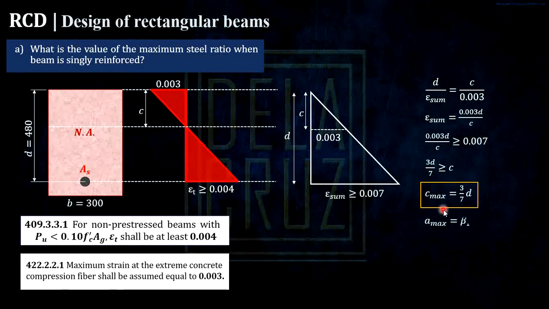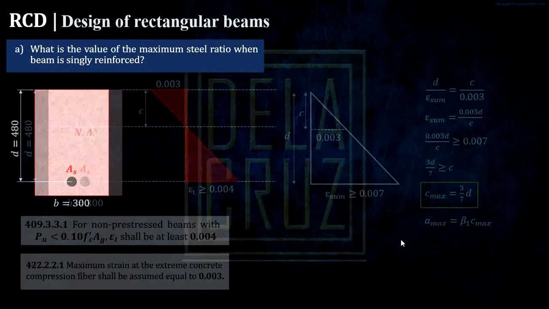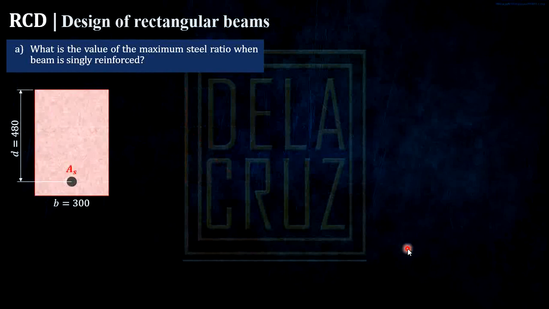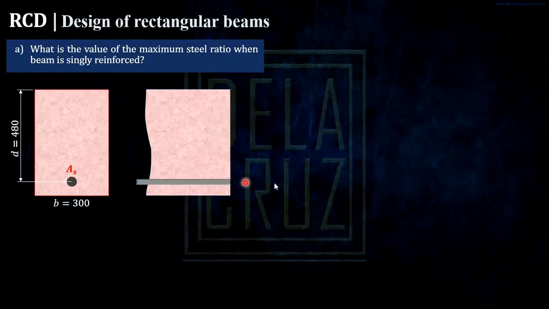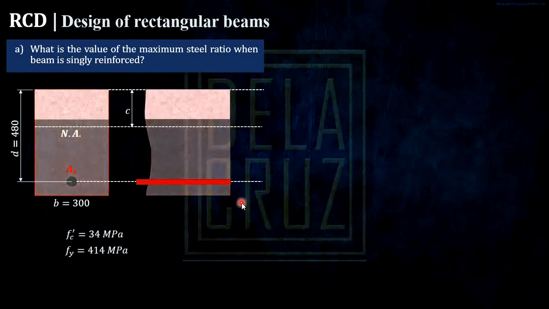Then susunod dyan, makukuha natin yung a max, which is beta 1 c max. This is also in the code; papakita natin ito mamaya. After that, how to solve the As? Ganito yun. This is the cut portion of the beam, and this is the area of the steel reinforcement inside view. Projecting that, ito yung c, and that is the neutral axis, and the portion below the neutral axis is the tension of the concrete. Now, the tensile strength of the concrete is assumed to be negligible. Nini-neglect natin iyan sa reinforced concrete design.